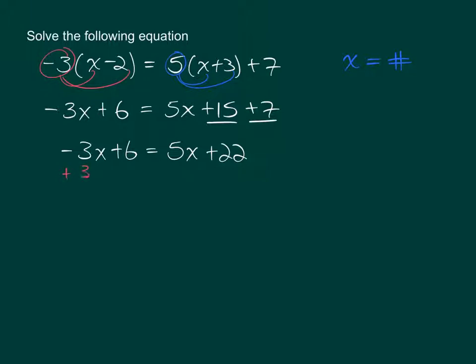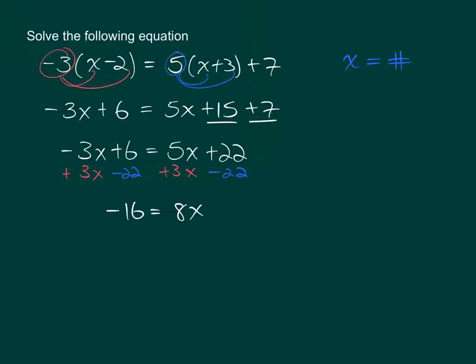You want to add 3x's to both sides, and you want to subtract 22 from both sides. Notice that when you add x's to both sides, you will be adding x's to x's, and you will be subtracting constants from constants. And when you do this, this will simplify to negative 16 equals 8x.